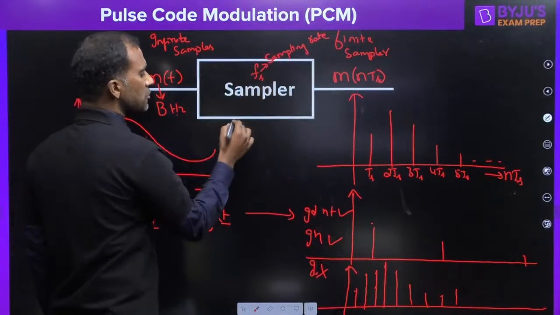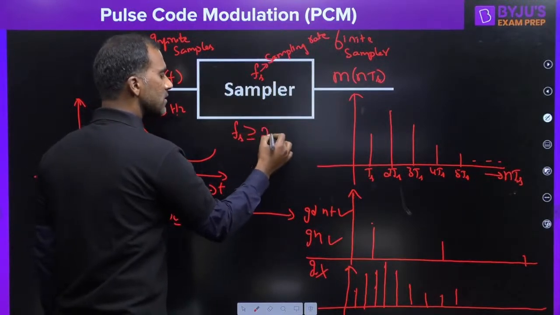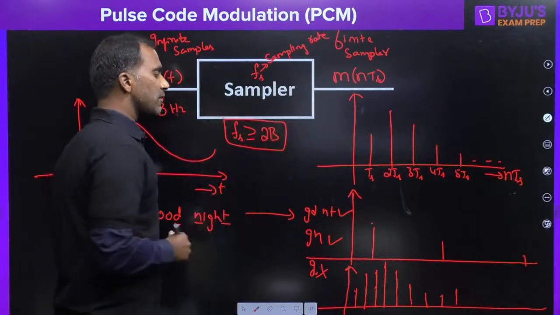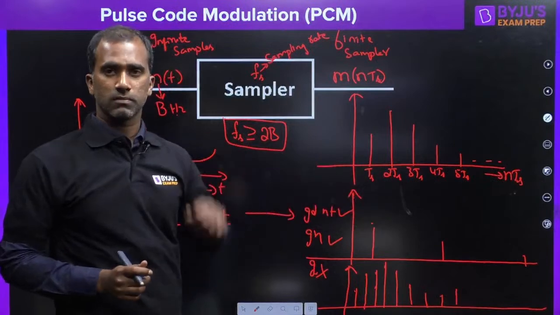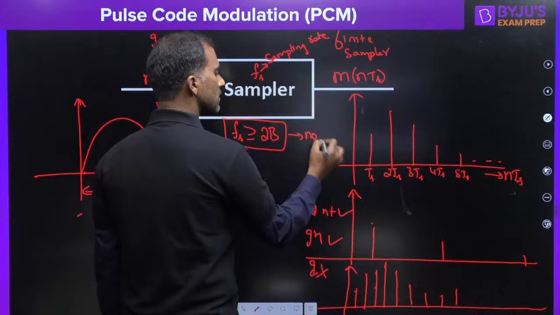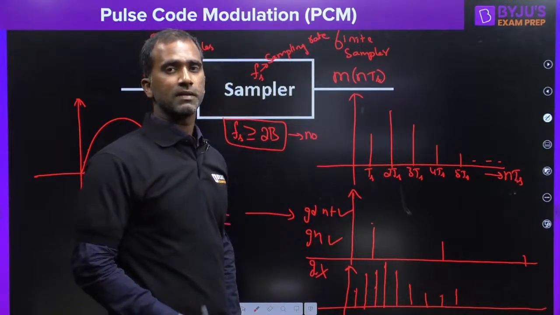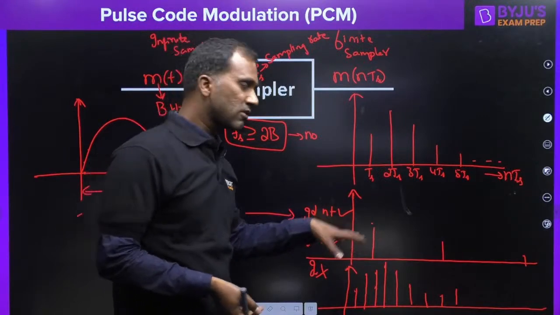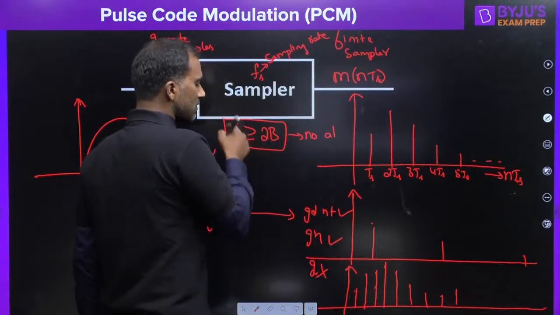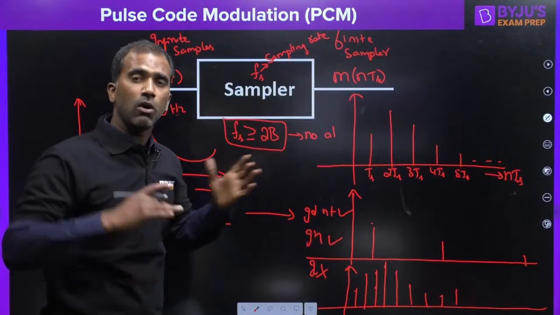So how many samples should we collect? According to the sampling theorem, we should collect at least a minimum of 2B samples. If you collect this many samples, quality will not be lost. This loss of quality is named the aliasing effect. I'm not getting into the details of it. But when you satisfy this criterion, fs is greater than or equal to 2B, the sampling rate should be a minimum of 2B or more than 2B.